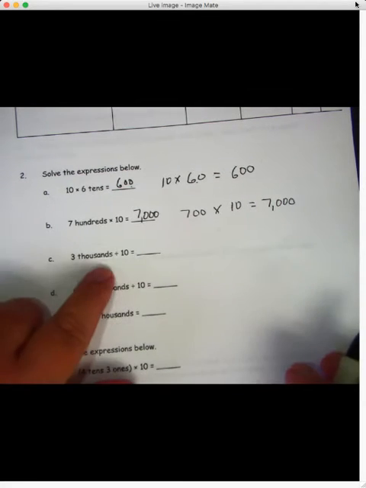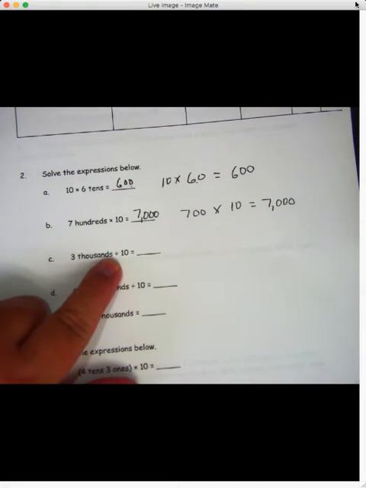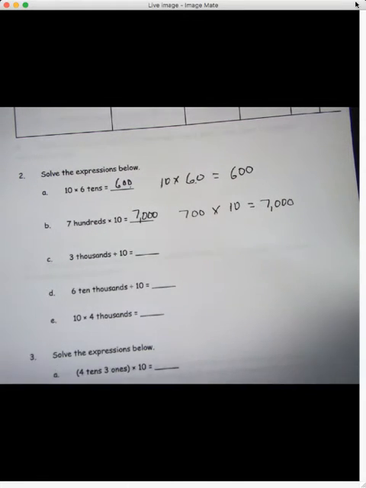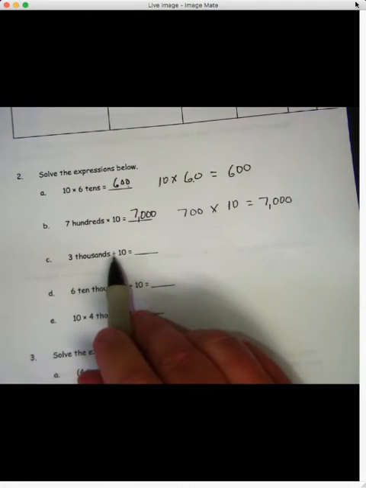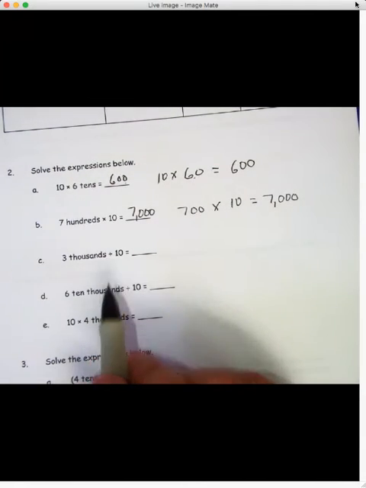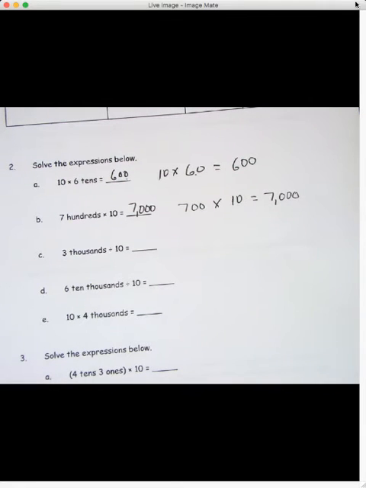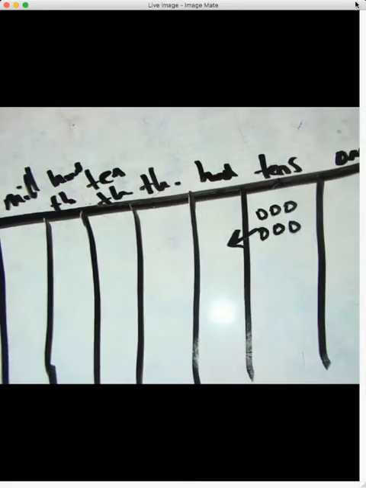But now we're looking at the division, 3,000s divided by 10. So pay close attention to your signs, whether you're multiplying or dividing, on your homework, because that's going to make a big difference. So 3,000s divided by 10.